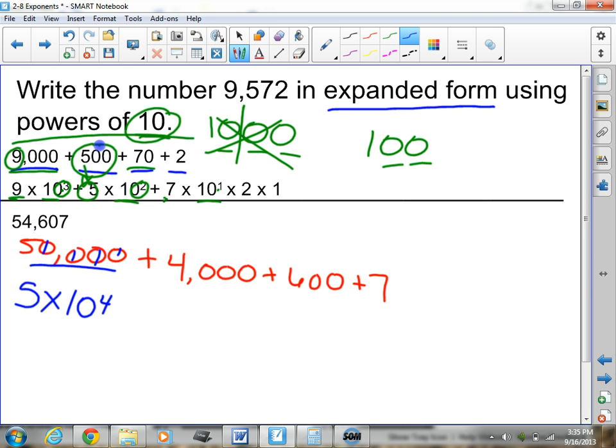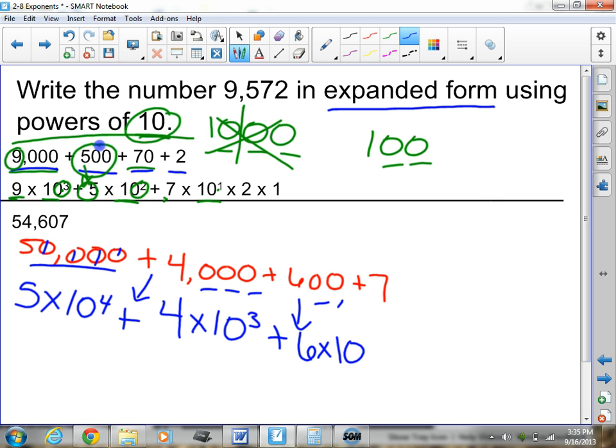So my exponent is going to be 4. Now I need to add, because this just gets dropped right down. Keep the 4 times 10 to the 3rd power. There's 3 zeros, so it's the 3rd power. Plus 6 times 10 to the 2nd power. Plus 7 times 1, because 7 times 1 is 7.